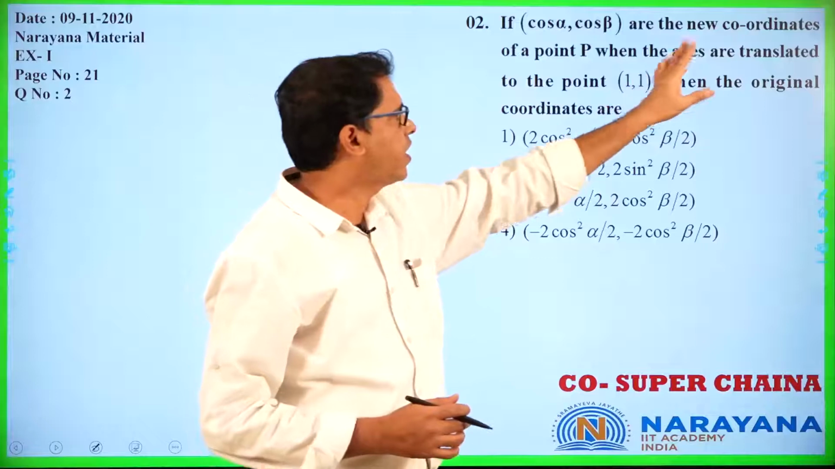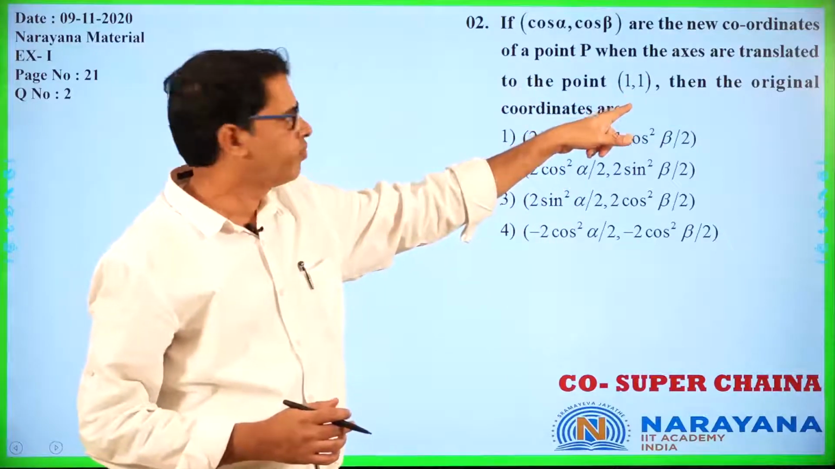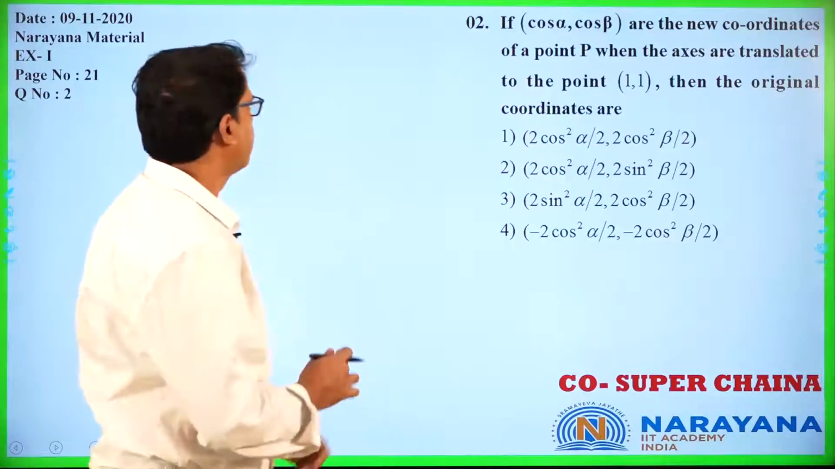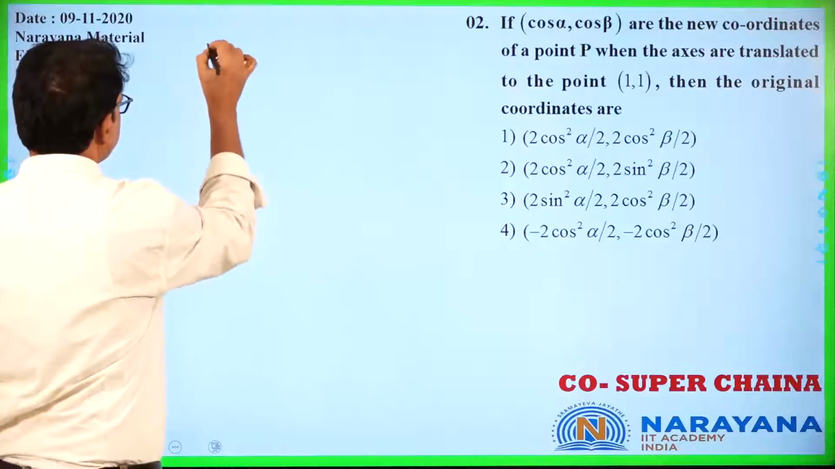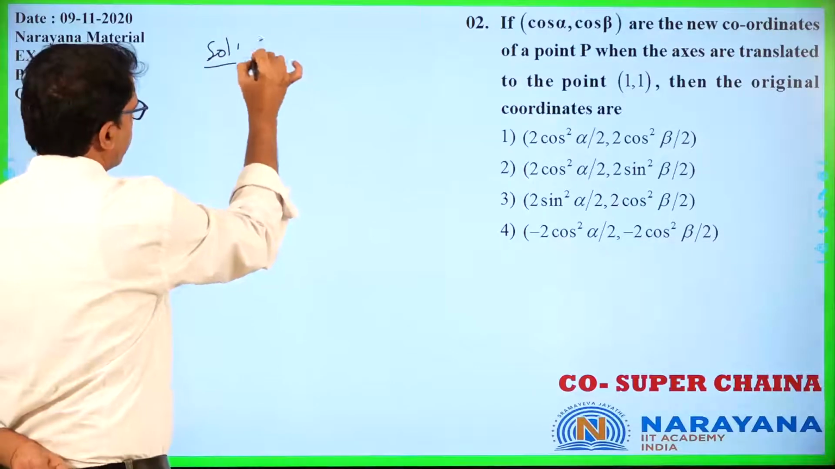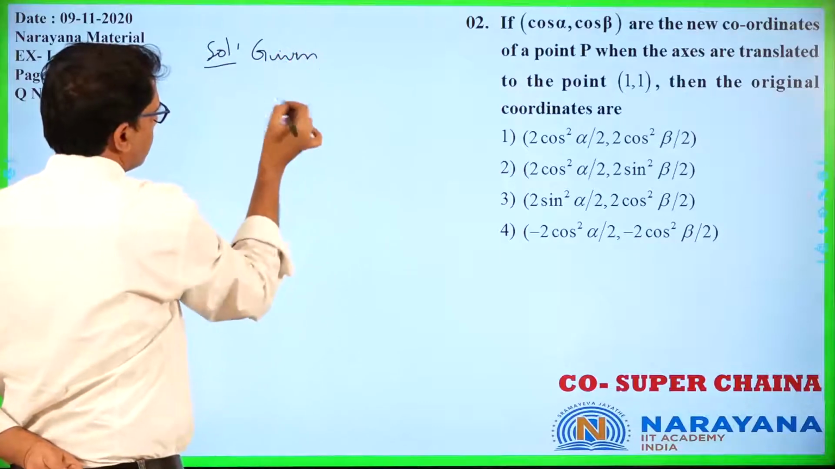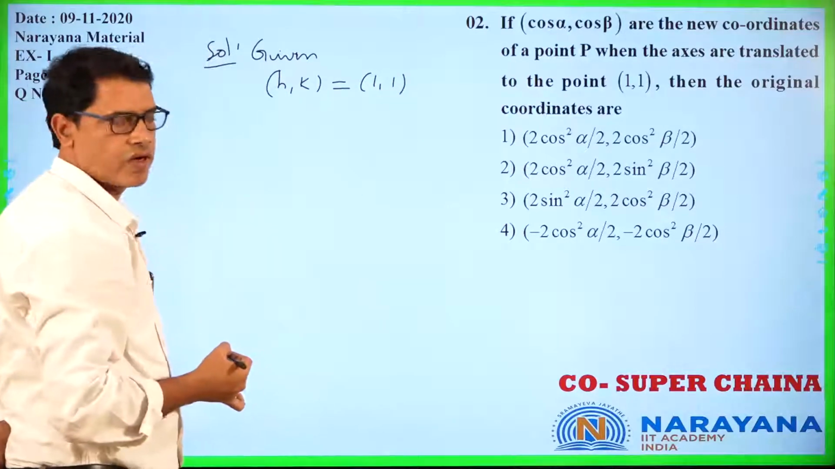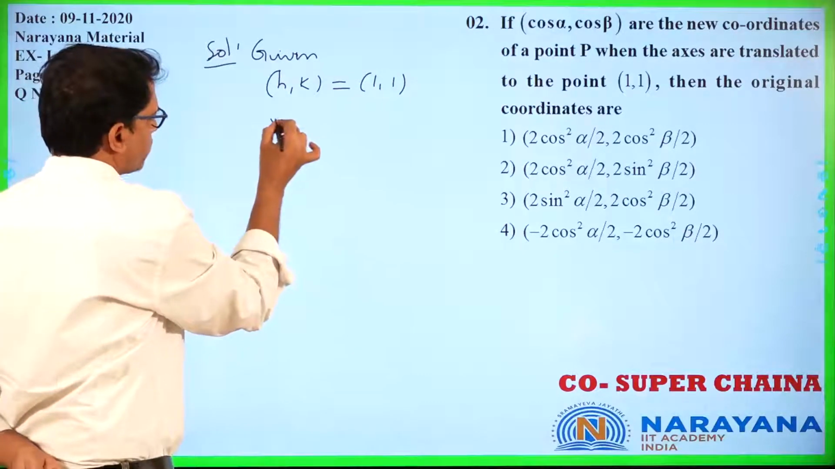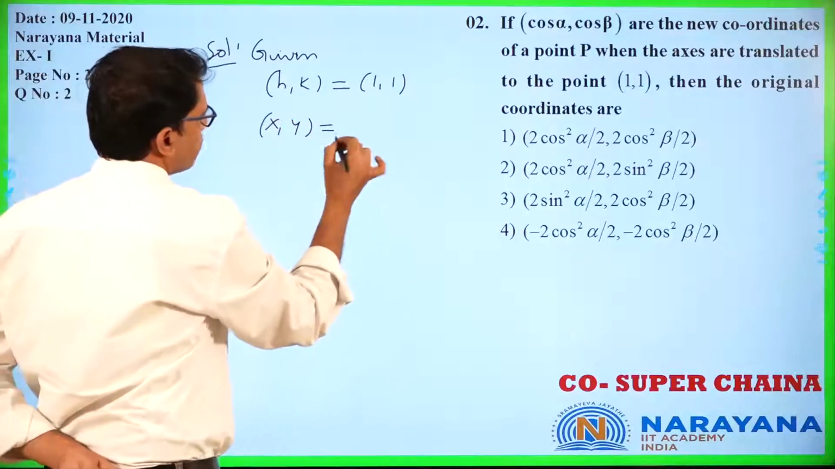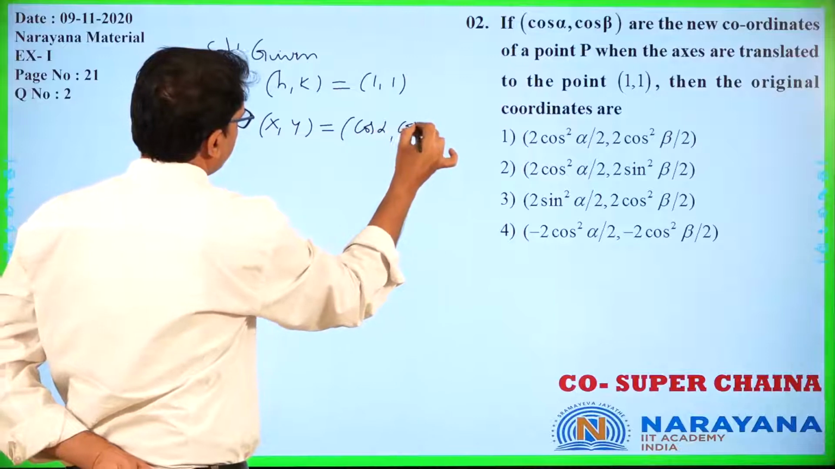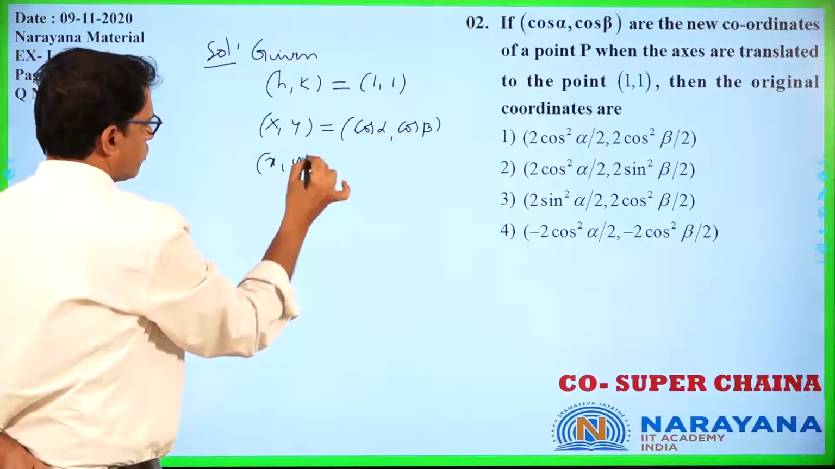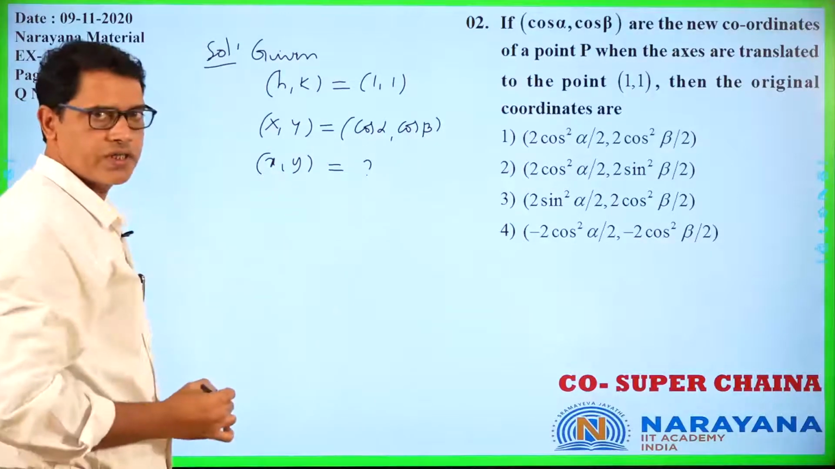So we are translated to the point. This is a translated point. Means we have to find the original, means we have to find small x comma small y. Okay? So given h comma k. H comma k equals to how much? 1, 1. Then capital X comma capital Y is given. Capital X comma capital Y equals cos alpha comma cos beta. So we have to find small x comma small y. So small x comma small y is the required coordinates.